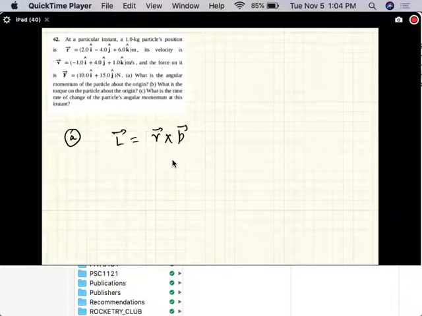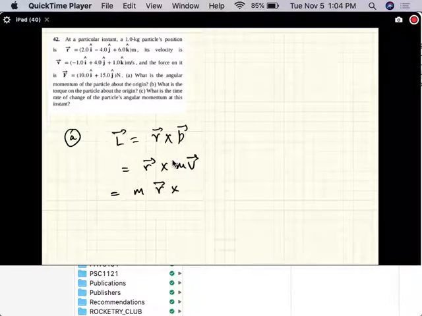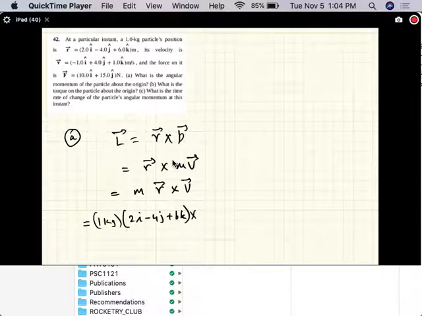Here's the definition of angular momentum. It's this cross product, r cross linear momentum, and that's equal to r cross m times velocity, equal to m times r cross velocity. r is 2i minus 4j plus 6k, crossed with the velocity. All right, so we are doing this cross product.